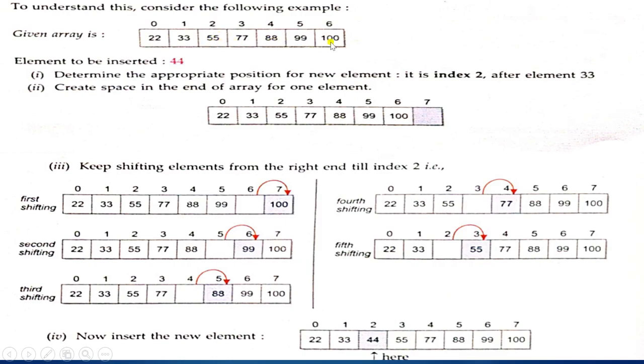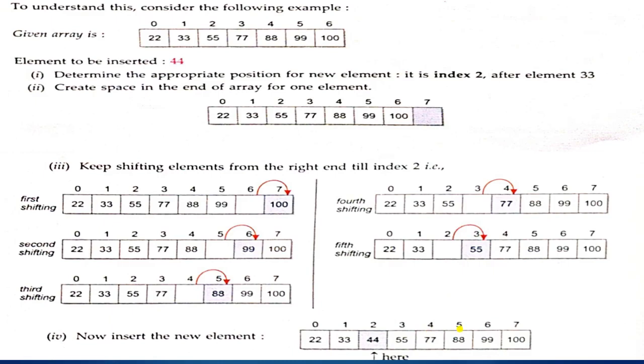So you have to make space. Create space at the end of the array for one element, so the index will also be increased. Now keep shifting elements from the right end till index 2. So what will you do? You have to shift the 6th element to the 7th position, then the 5th element to the 6th position, now the 4th element to the 5th position. In the 4th shifting, the 3rd element will be shifted to the 4th index. So now the space has been created, and here you insert the element. By this way you can insert an element in the middle.